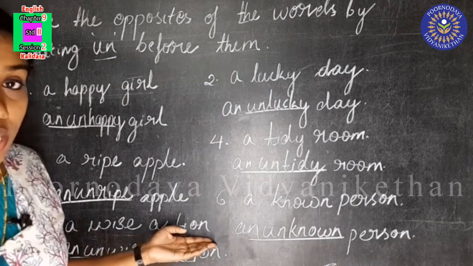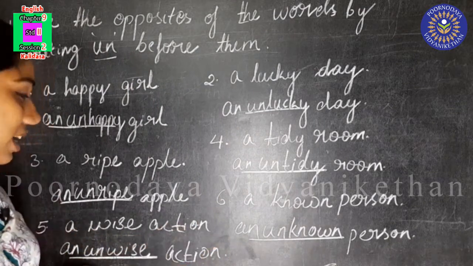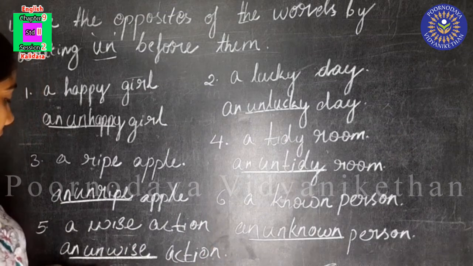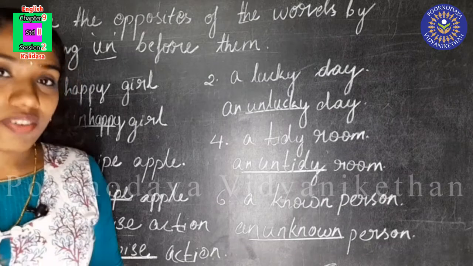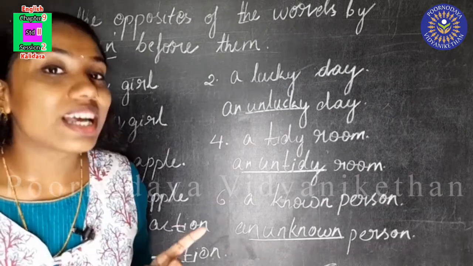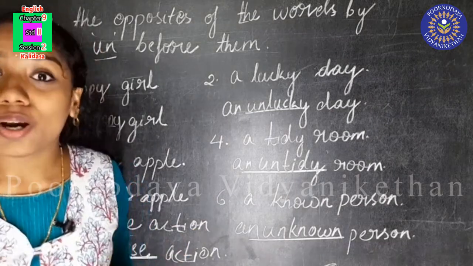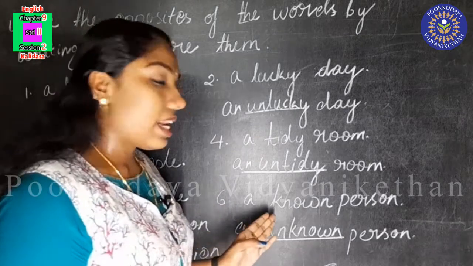Now see the next one. A wise action. What is the opposite? Yes, read it children. An unwise action. What is the meaning of unwise? Not wise. Very good. Not wise. Now see the last one.